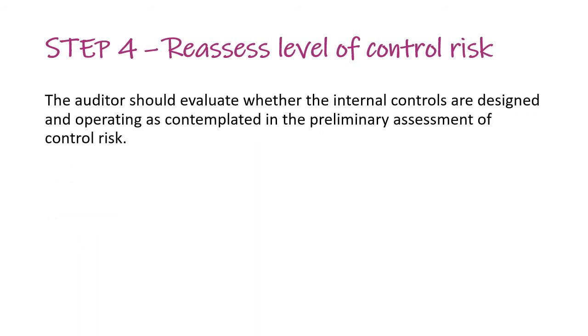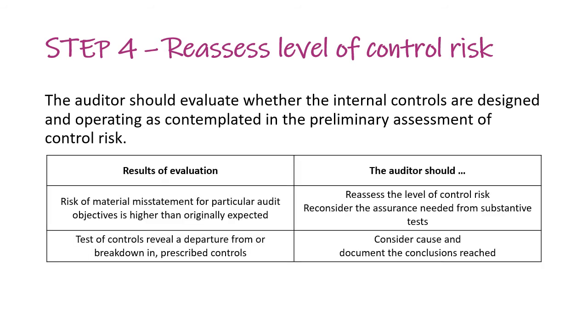Now, step 4 is to reassess the level of control risk. So, if you can recall, previously, we have the preliminary assessment. So, now, we will perform another assessment of control risk. So, the auditor should evaluate whether the internal controls are designed and operating as contemplated in the preliminary assessment of control risk. So here, what will be the results of evaluation and what the auditor should do?